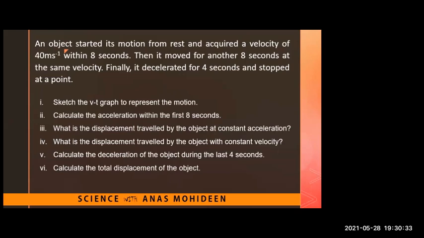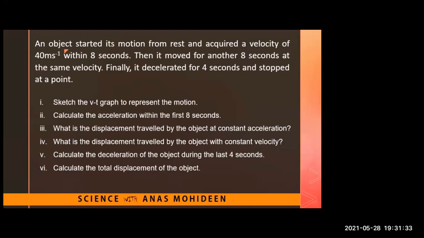Starting velocity is 0 and it acquires a velocity of 40, which means it's increasing the velocity. If an object is increasing the velocity, it is said to be acceleration. If it is decreasing the velocity, it is called deceleration. So it's clear that during the first 8 seconds, it is moving at uniform acceleration. And then during the second 8 seconds, it's moving at the same velocity. Throughout these 8 seconds, it's moving at the same velocity. And then in the last 4 seconds, it's coming to rest, being decelerated.